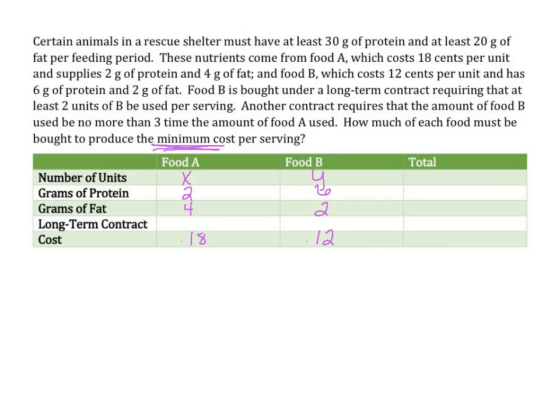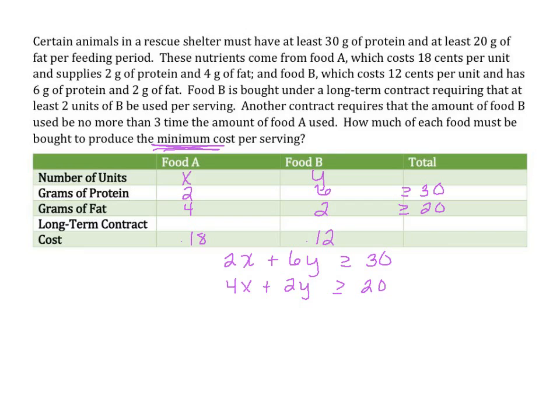But we know that we don't want anything less than 30 grams of protein, so we want more than 30 grams of protein, and we want more than 20 grams of fat per feeding. And we have a long-term contract, and we're going to get to that here in a second. So we know that 2x plus 6y has to be greater than or equal to 30 for protein. 4x plus 2y has to be greater than or equal to 20.